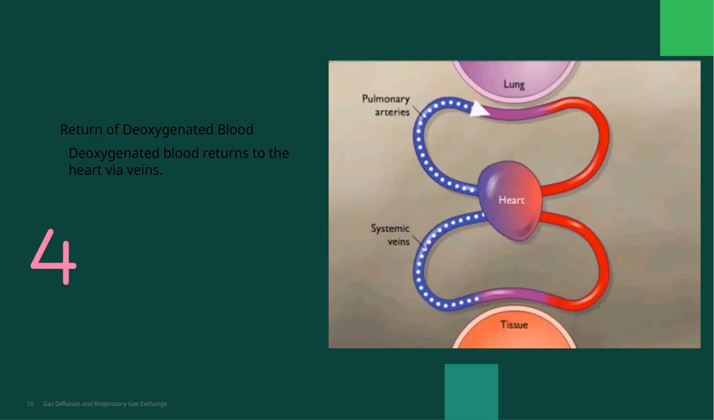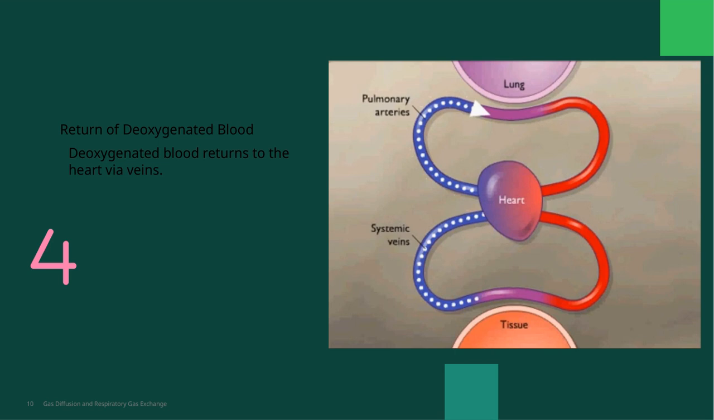Now, let's talk about what happens after the gases are exchanged in the lungs. Deoxygenated blood, which is blood that has given up its oxygen and picked up carbon dioxide, needs to return to the heart to be sent to the lungs again for reoxygenation. This return journey happens through the veins. Veins are specialized blood vessels that carry this deoxygenated blood back toward the heart.